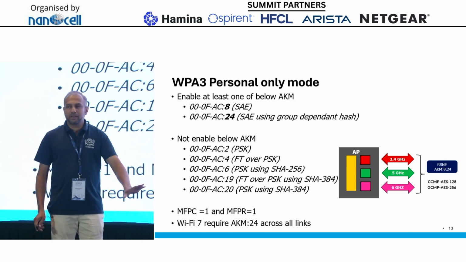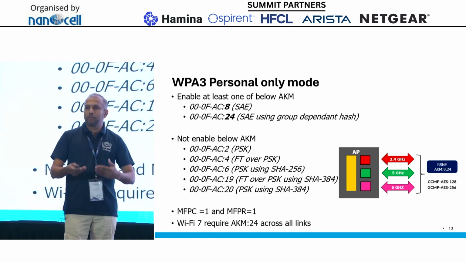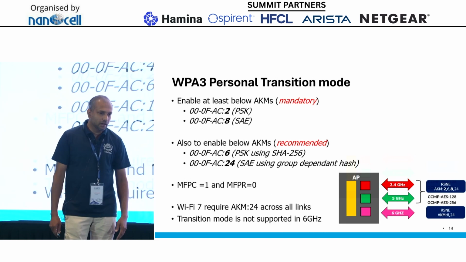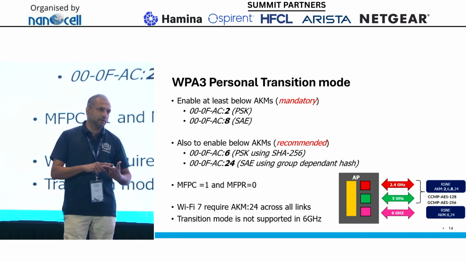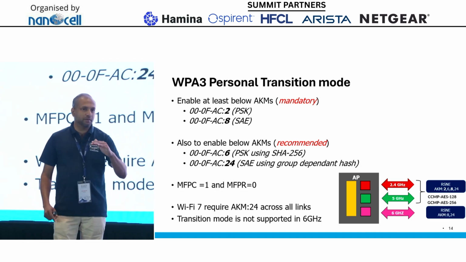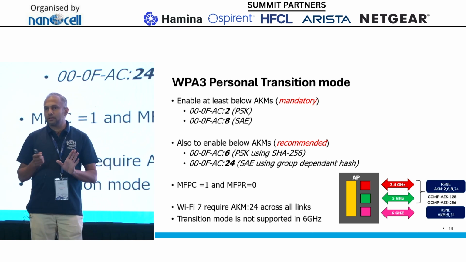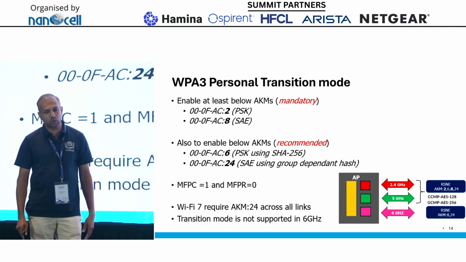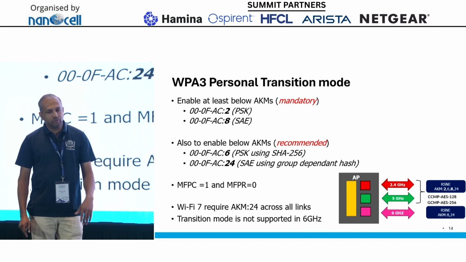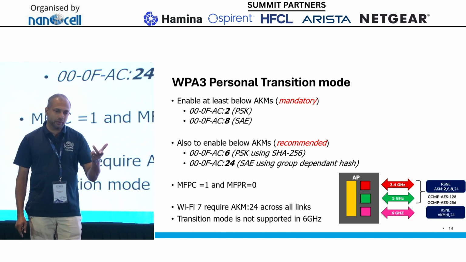The problem in this particular method is that you have to forget about WPA2 clients. But if you want to bring WPA2 clients, you have to bring a transition mode. Transition mode means you are advertising a legacy AKM and a newer AKM on the same SSID. But in this example, we said 6 GHz is not going to work that way. In 6 GHz you can't bring legacy AKM. So in 6 GHz you have to enable AKM 8 or 24. But in 2.4 GHz you can advertise multiple AKMs and multiple cipher suites.